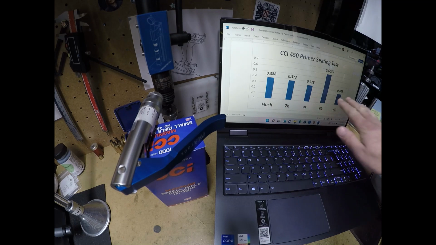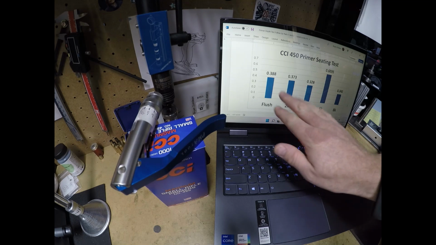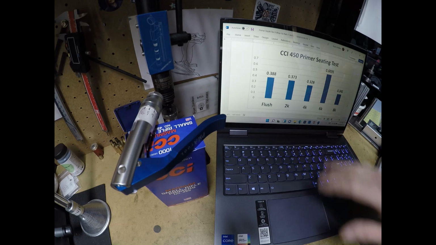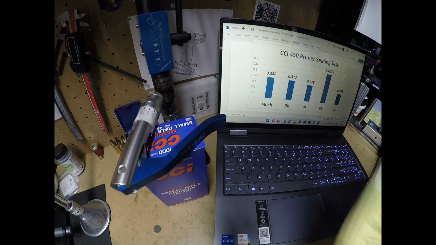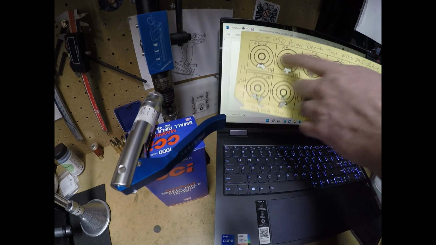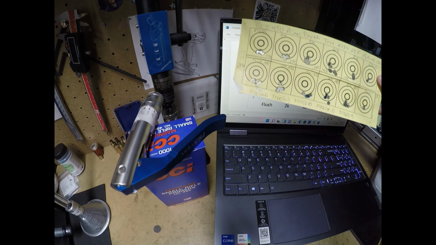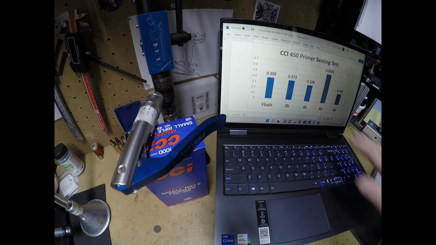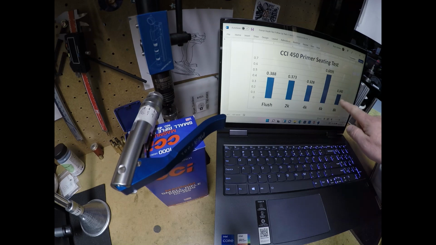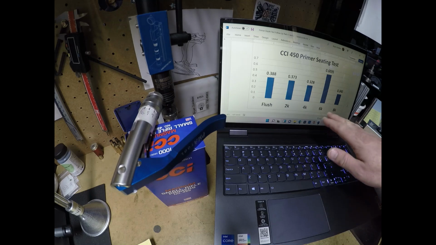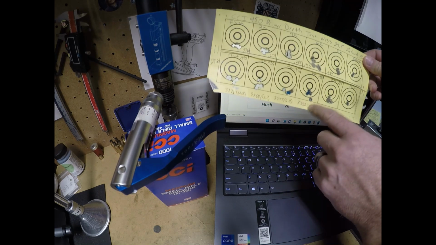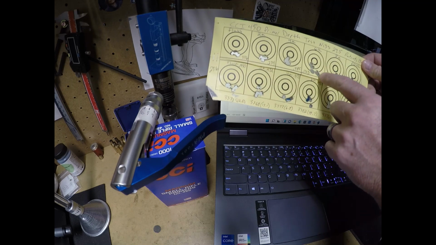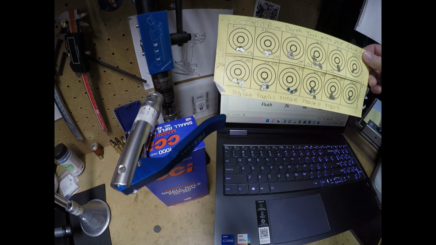These are the average group sizes for the two five-shot groups for each of these. The sets were shot on different days. This top set was shot a few days ago, and this bottom set was shot the other day. As you can see, the 8,000s had the smallest group size, 0.242. The largest group size was the 6,000s, which, as you can see, has lots of flyers here and then a 3-2 here. Actually, that's a couple of flyers.